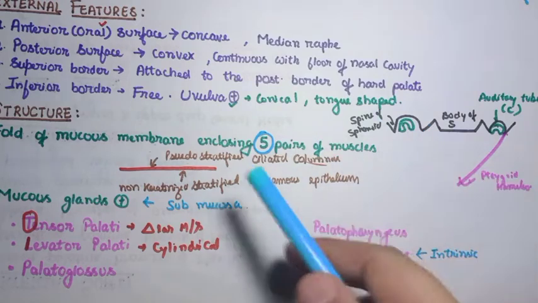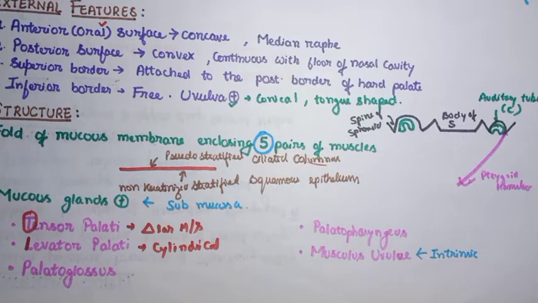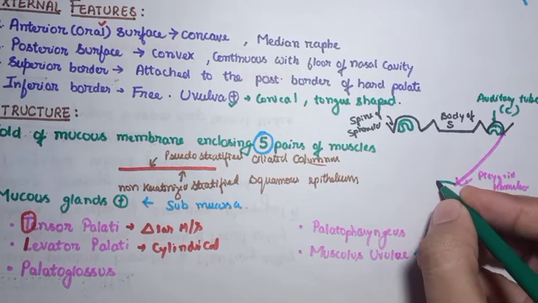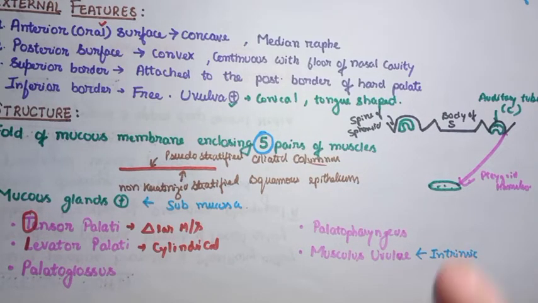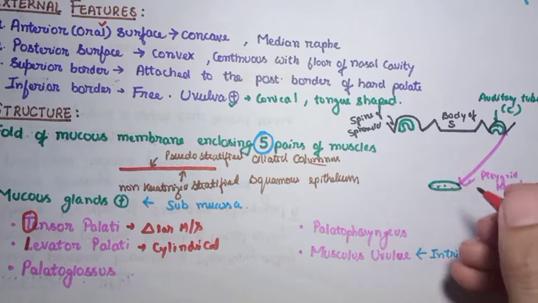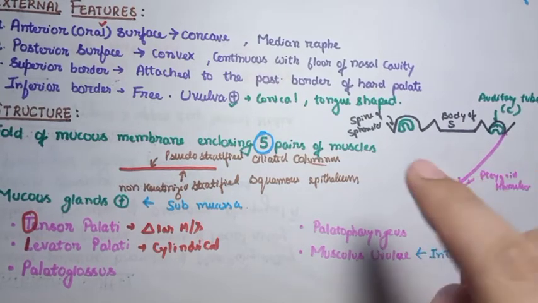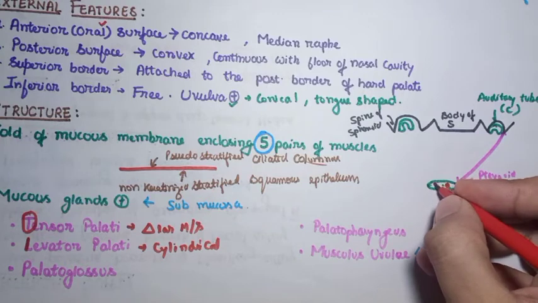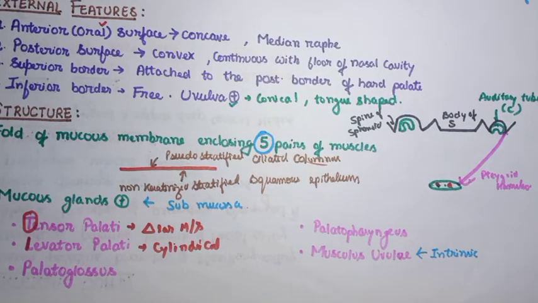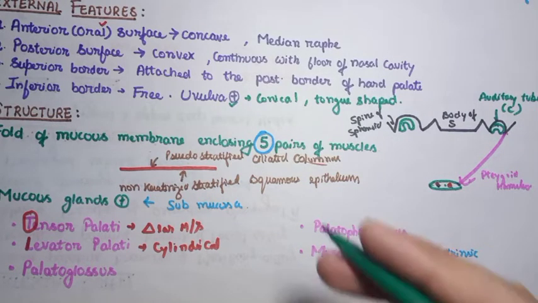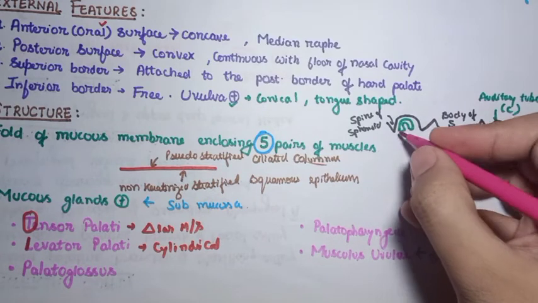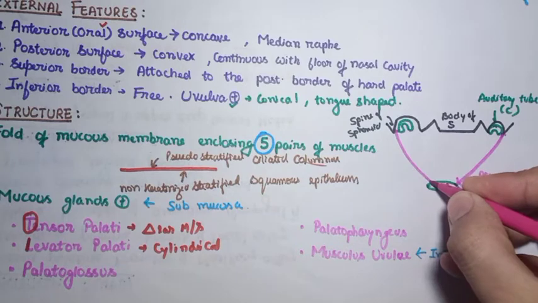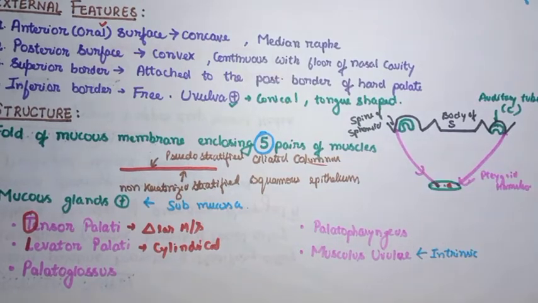Then it converges to form the palatine aponeurosis in the center part. So here we have the palatine aponeurosis, and the palatine aponeurosis is the origin of the musculus uvulae. So here we have the longitudinal strands of the musculus uvulae. Similarly, we have 5 pairs of muscles. So this was the tensor palati. Similarly, we have the tensor palati from this side as well, and the pterygoid hamulus is present here also. The next muscle is the levator palati.